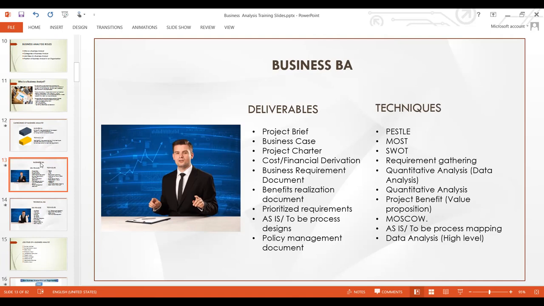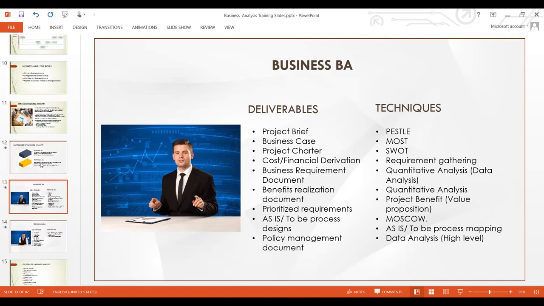Then prioritize requirements. After documenting your business requirements, you need to prioritize them using MoSCoW analysis. Then as-is and to-be process design, just like we've seen in the case studies. And then the policy management document.